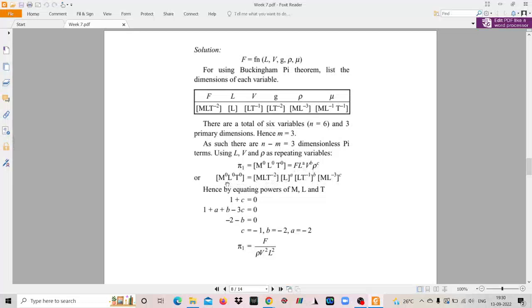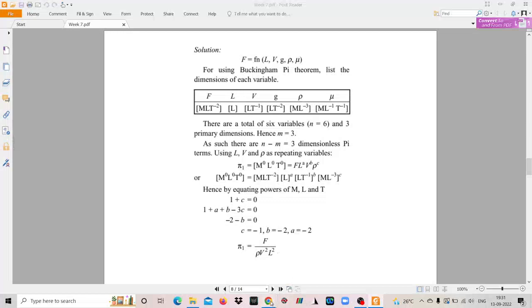So here we can see that M0 L0 T0, the dimension of the first pi term, pi 1, is equated with F L^A V^B rho^C. If you write the fundamental dimensions of all this, there are three unknowns A, B and C, so you will get three equations and you can very easily obtain their values. On the basis of this, the first pi term pi 1 is F by rho V square L square.